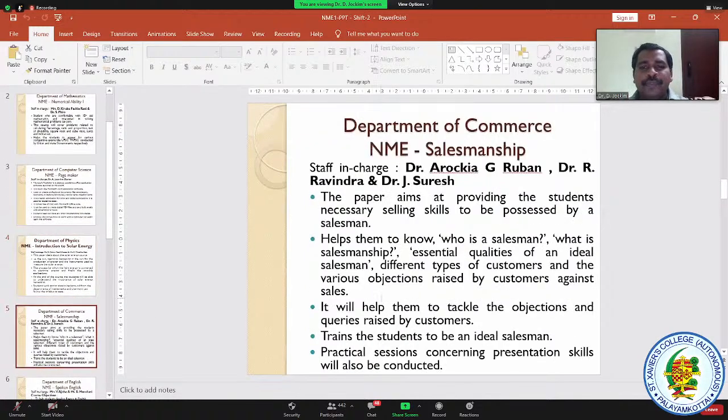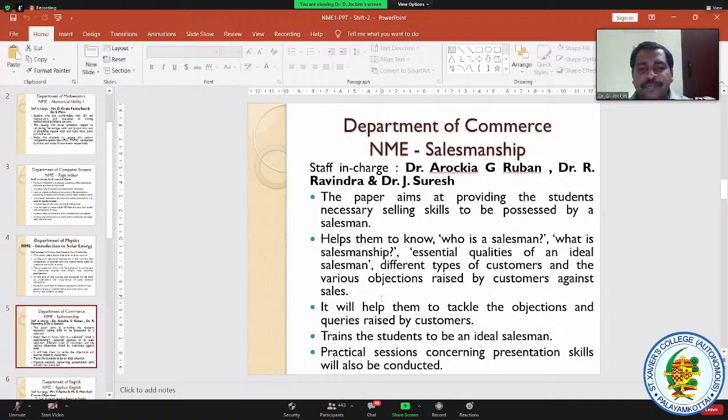So the next one, Department of Commerce offers the paper Salesmanship. It is an interesting paper. The staff in charge are Dr. Orokia G. Ruben, Dr. R. Ravindra, and Dr. J. Suresh. This paper aims at providing the students necessary selling skills to be possessed by a salesman.